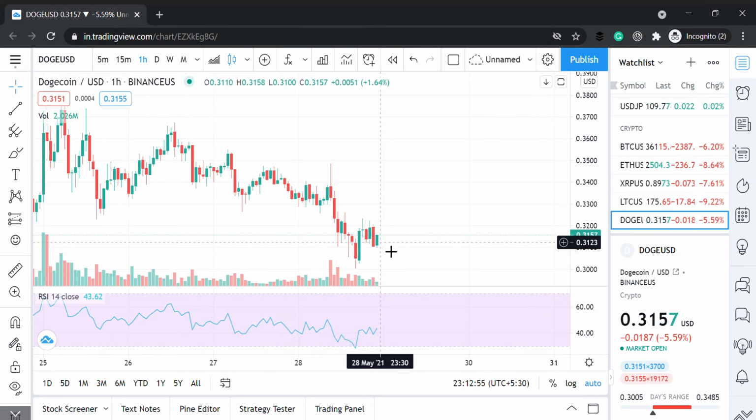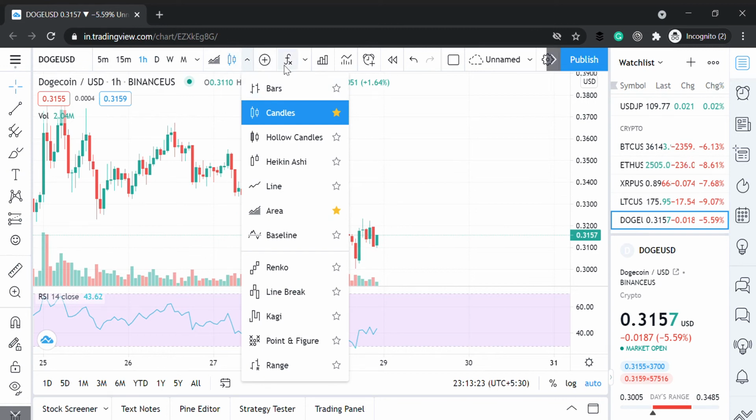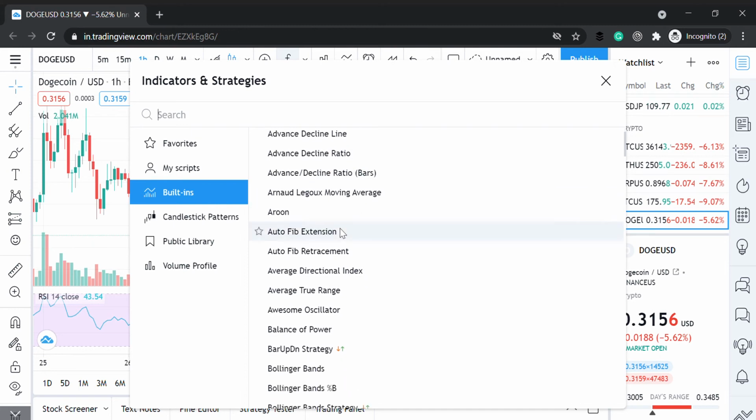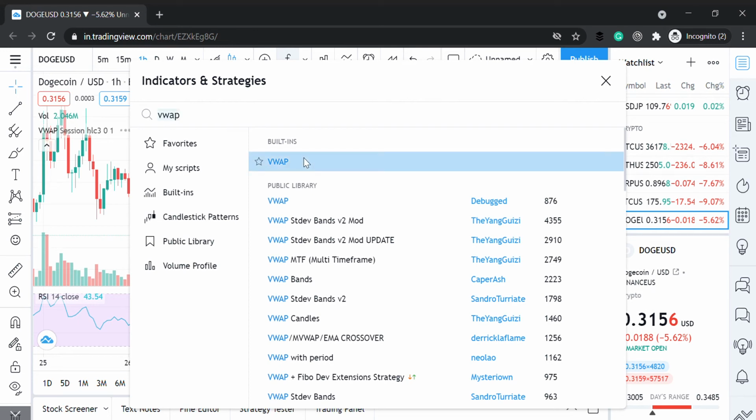So this is a 1 hour chart for us. So for another 1 hour, the price will go up, and after that we can see a drop again. So this was the RSI indicator for you. Another indicator that we can use here is the VWAP indicator, the volume weighted average price.